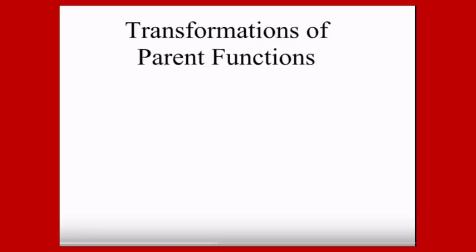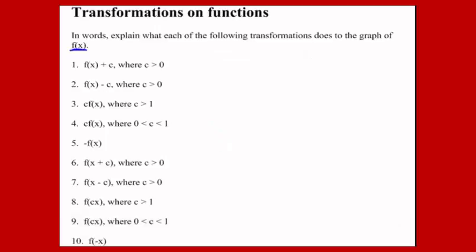Transformation of parent functions. F of x is going to be our y. If I add outside my function, it's going to shift my graph up c units, because I'm taking my parent function and adding c units to it. C is going to be our variable I'm going to use.